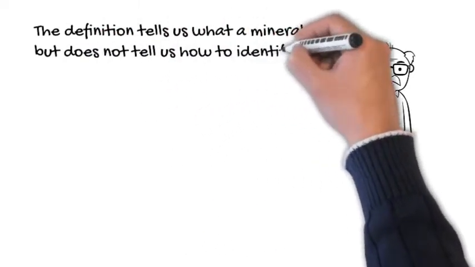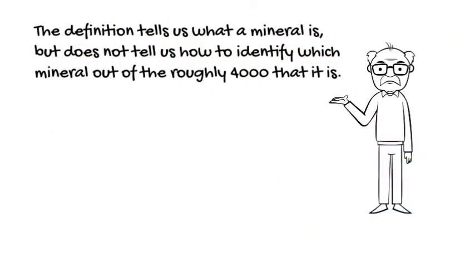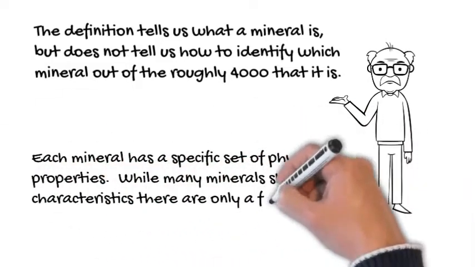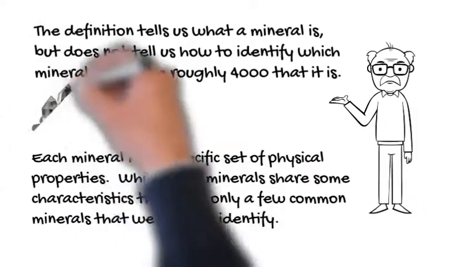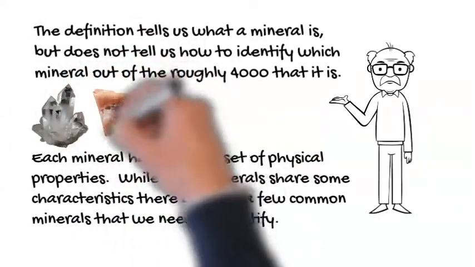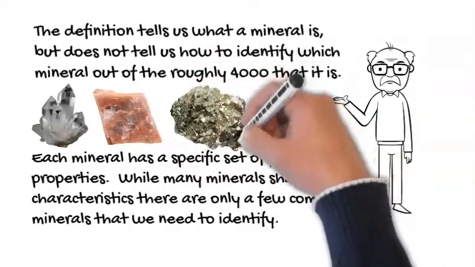Well, the definition tells us what a mineral is, but not how we can identify the mineral out of the roughly 4,000. So each mineral has a specific set of physical properties, and we're going to look at these physical properties and see how we can use them to identify one mineral and differentiate it from another.